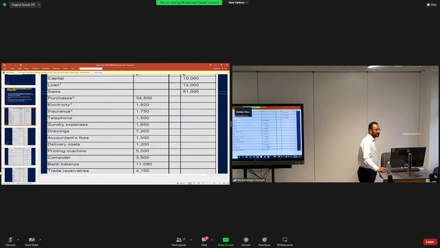This is the trial balance. The list of all accounts is a trial balance. Guys, this type of question is coming to your exam. Yeah, this type of question will come to your exam. Remember.